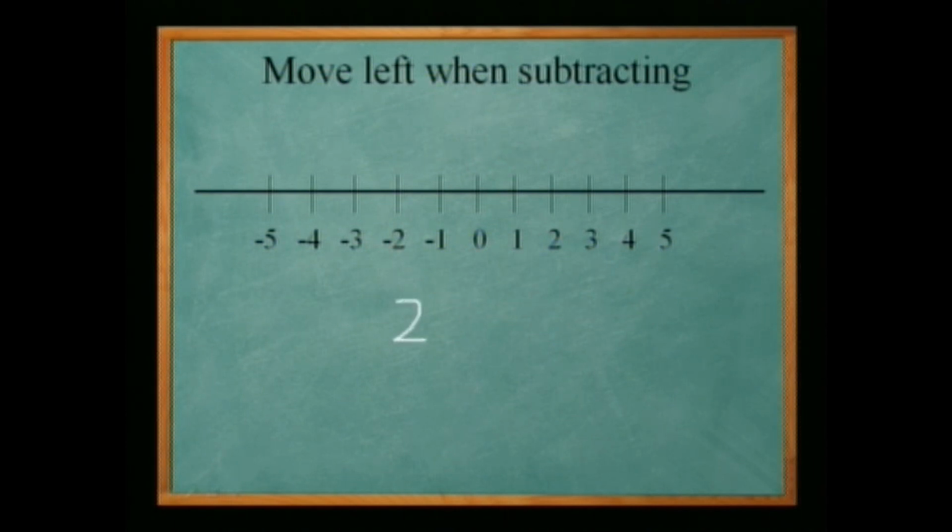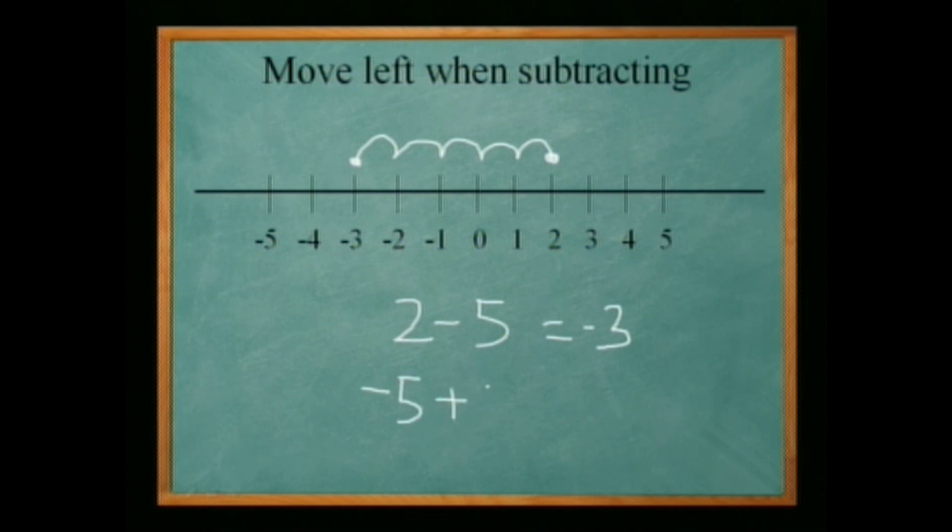Okay, let's take a look at 2 minus 5. I'm going to start at 2. I'm going to move to the left 5 places. 1, 2, 3, 4, 5. So I end up at negative 3. Again, I could switch around and write negative 5 plus 2. It's going to equal the same thing.